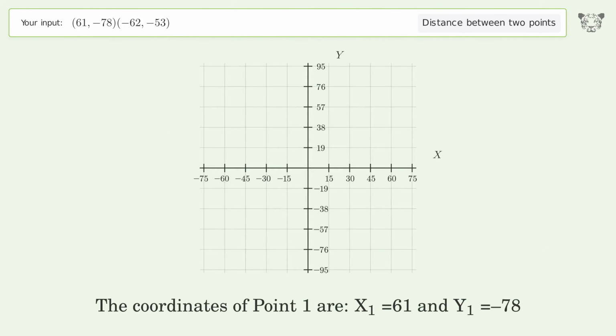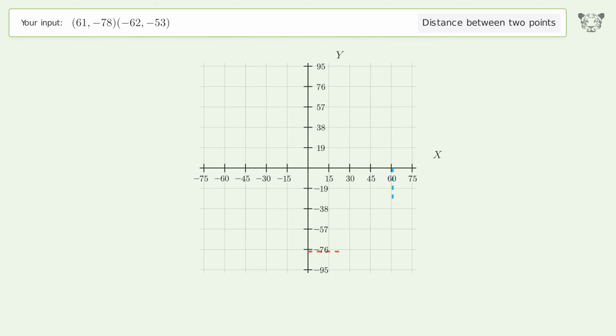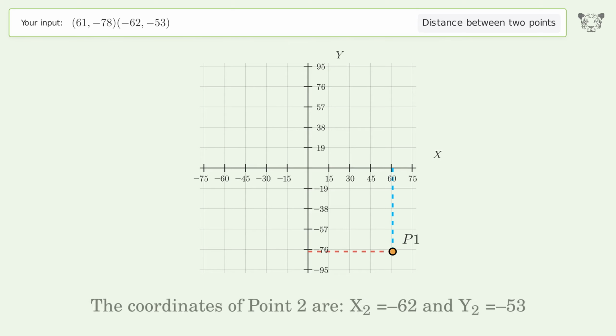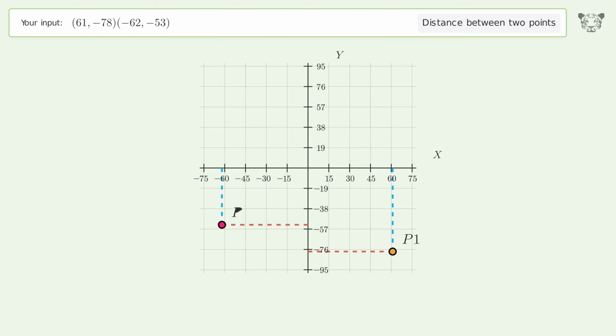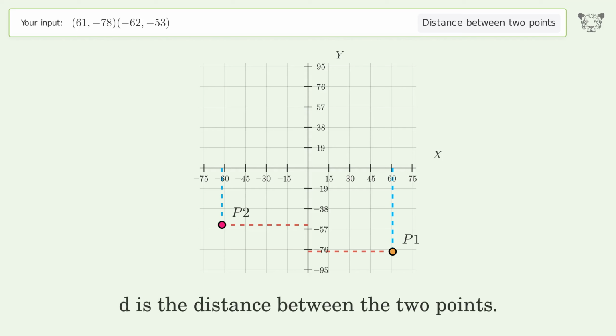The coordinates of point 1 are x1 equals 61 and y1 equals -78. The coordinates of point 2 are x2 equals -62 and y2 equals -53. D is the distance between the 2 points.